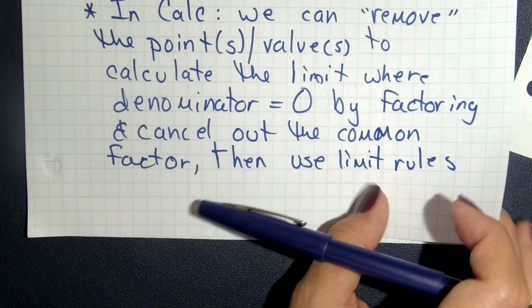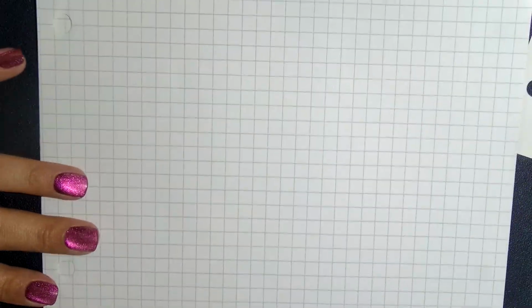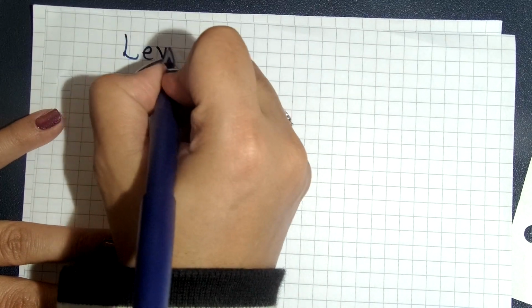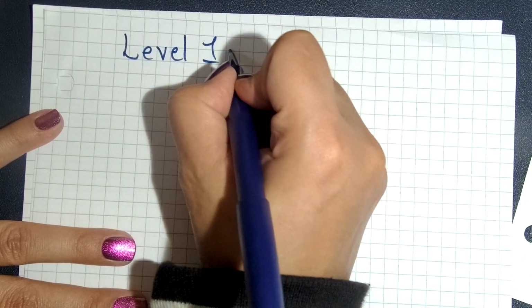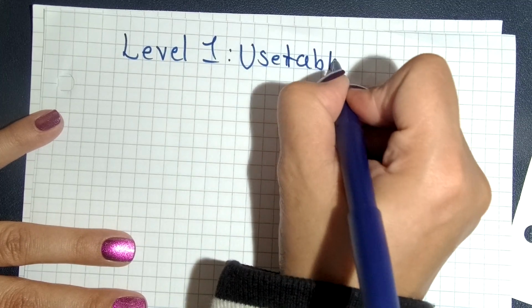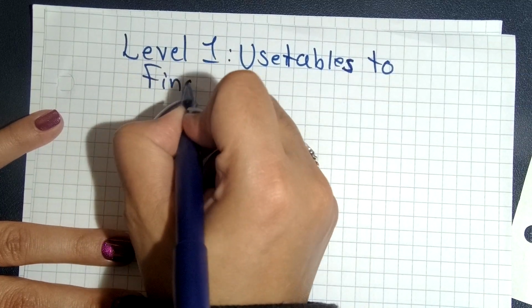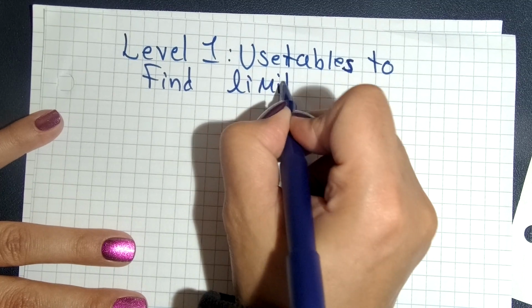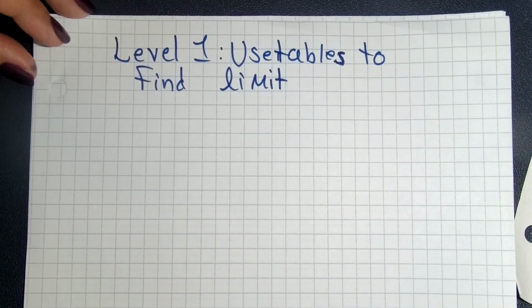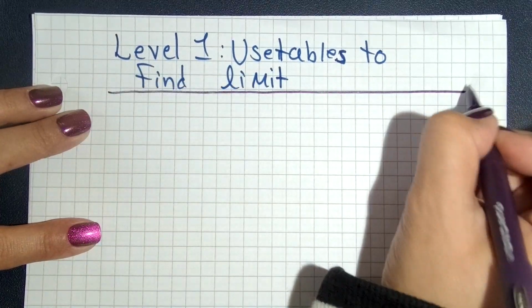Okay, so we're going to talk about the different levels and what we're going to use to solve them. Okay, so the first thing we're going to do is level 1. Level 1, we're going to use tables to find the limit. I will show you what this means in a second, okay?